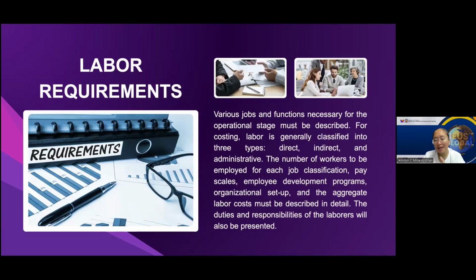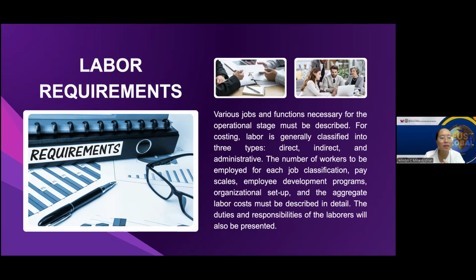Responsibilities: welding metal parts for assembly. In terms of indirect labor, we also have maintenance technician. That's the position. The number of workers: 1. The salary per month is $2,000. Responsibility: maintaining equipment and tools.